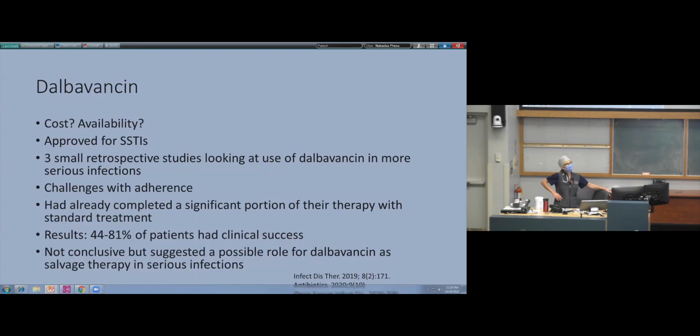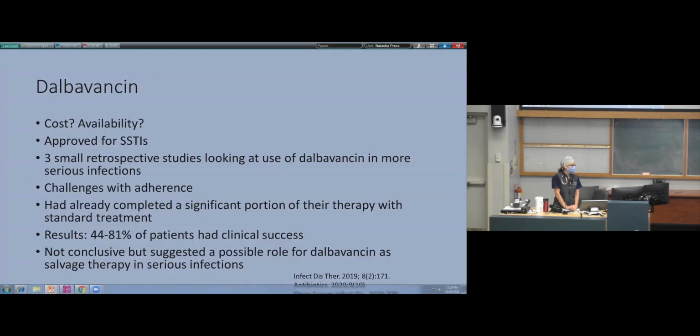But I do want to say that it's only been approved for skin and soft tissue infections. And I know that everybody's going to want to use it for bone and joint infections and maybe for bacteremia, particularly in patients that have adherence challenges. But I wanted to show this slide to show you that there's really no data for that. There have been just three small retrospective studies looking at the use of dalbavancin in more serious infections, particularly in groups of people who had challenges with adherence. And these studies really didn't conclude anything.